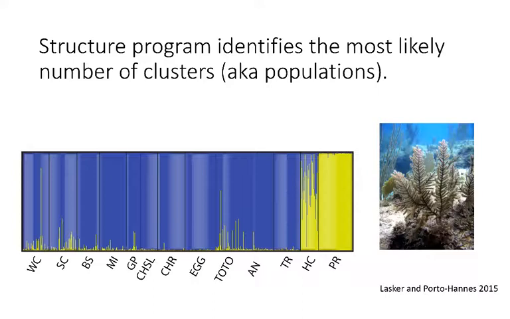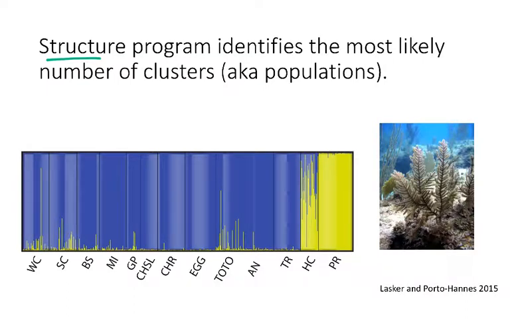So there are two main ways we'll talk about here in this video that you can use non-a priori methods to identify populations. Structure is one of them. This is a particular program, and what it does is identify the most likely number of clusters, also known as populations, in your data set.